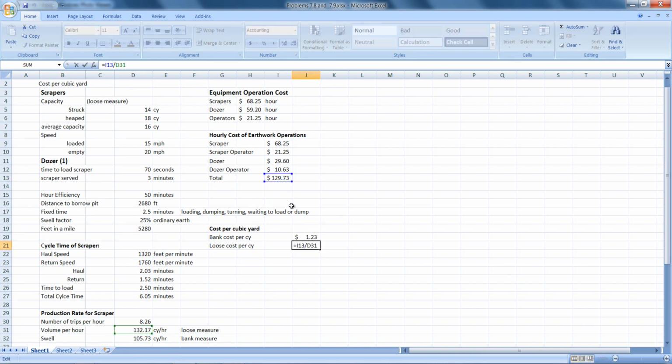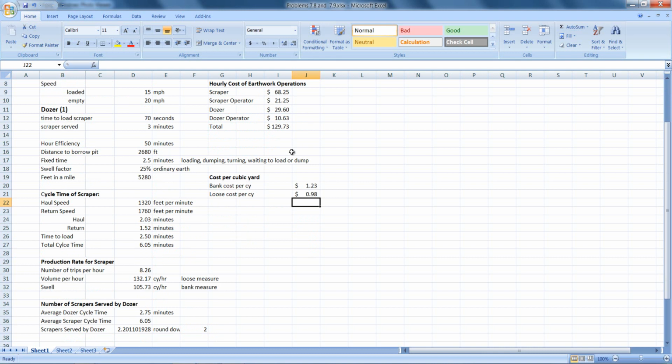So 129 divided by 132, $129 per hour, so 132 cubic yards per hour. Hours cancel out. So that gives us our 98 cents per cubic yard. So those are the answers that you're looking for in this problem. 129.73 is our cost per hour for the earthwork operations. These would be our costs per cubic yard, and those are correct.